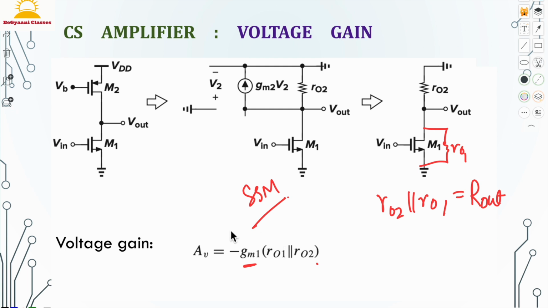Once again, this voltage gain depends on the channel length modulation resistance. So the longer the transistor, the higher the voltage gain. At the end, let's compare all three common source amplifiers that we have studied in this series.